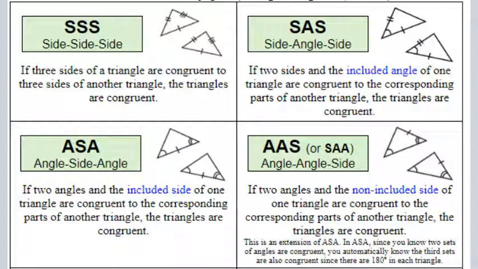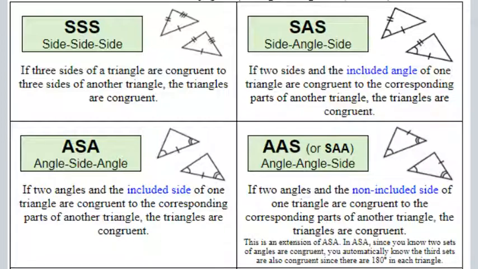Side, angle, side. If two sides and the included angle of one triangle are congruent to the corresponding parts of another triangle, the triangles are congruent. Angle, side, angle. If two angles and the included side of one triangle are congruent to the corresponding parts of another triangle, the triangles are congruent.